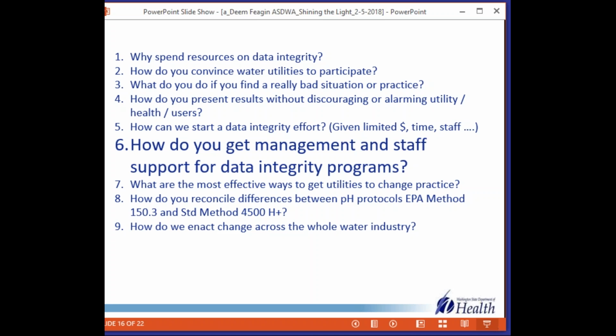All right, so back on to number 6, Nancy. How do you get management and staff support? Well, it turns out we have the manager of the Northwest Drinking Water Office here with us today, Bob James, and we asked him if he'd be willing to give us some thoughts.